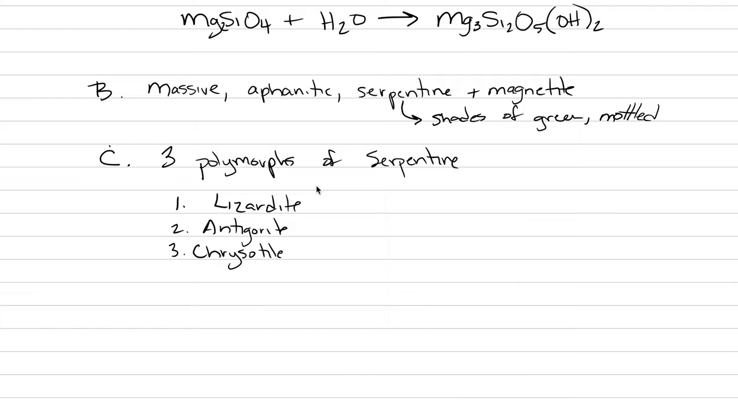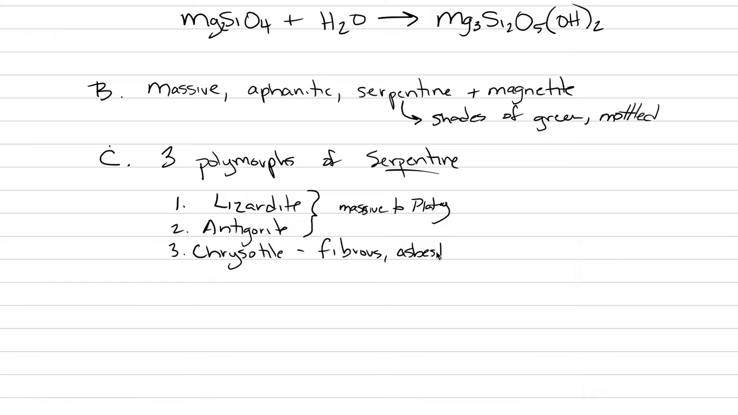Lizardite and antigorite are really hard to tell apart from one another. They tend to be massive to platy. You could think about them as scaly, right? Because we're dealing with the word serpent. And chrysotile is our fibrous asbestos form. Fibrous, or even looks like asbestos.